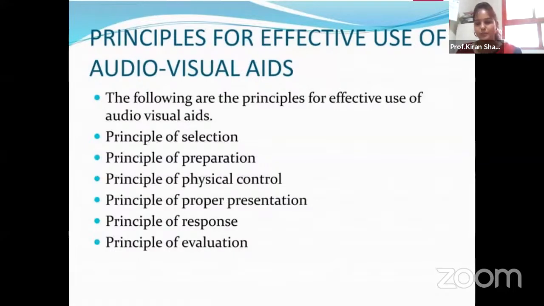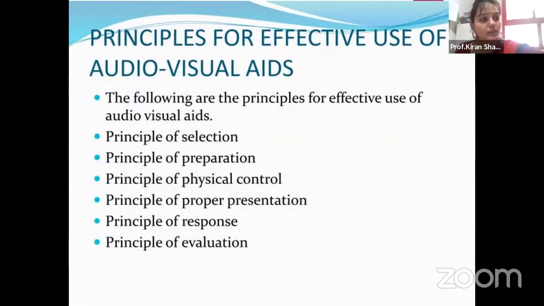Then the principle of proper presentation. Already we have discussed how we have to present. Whenever you are presenting your AVA, proper handling should be there so that it is not damaged, and proper display of the AVA is very essential.